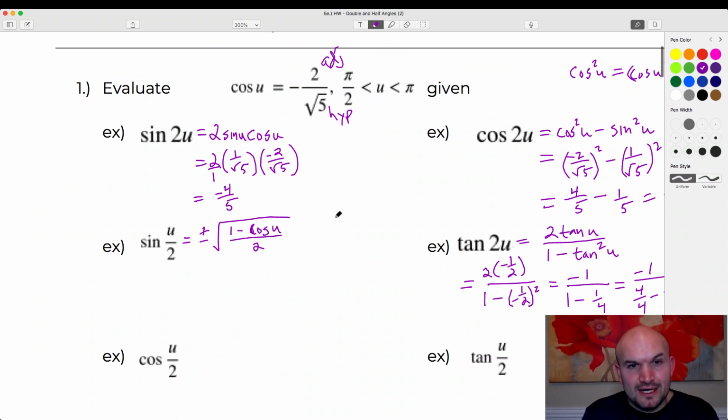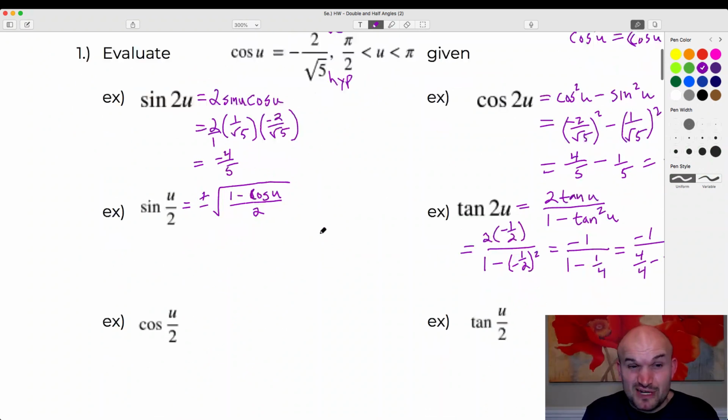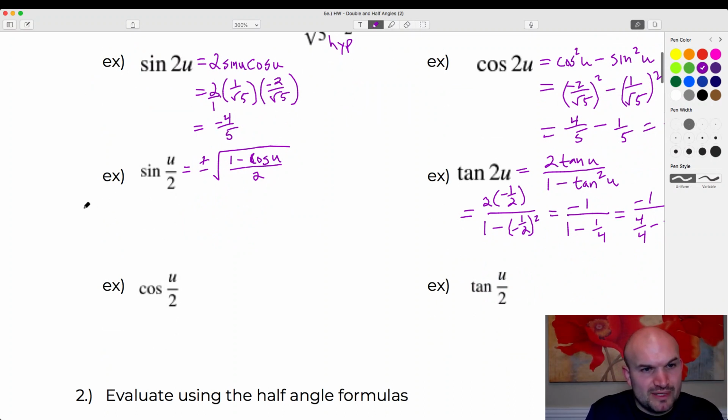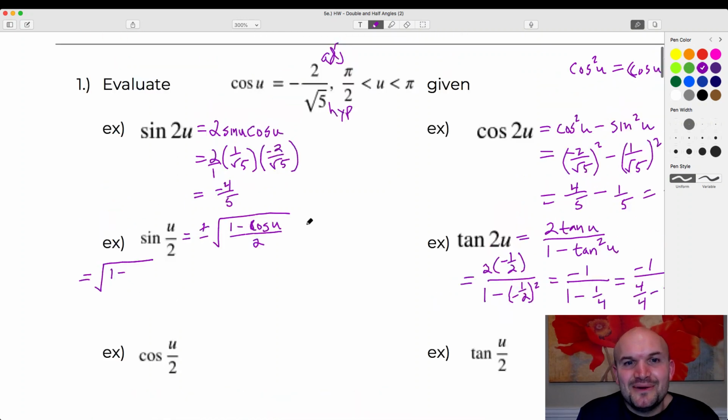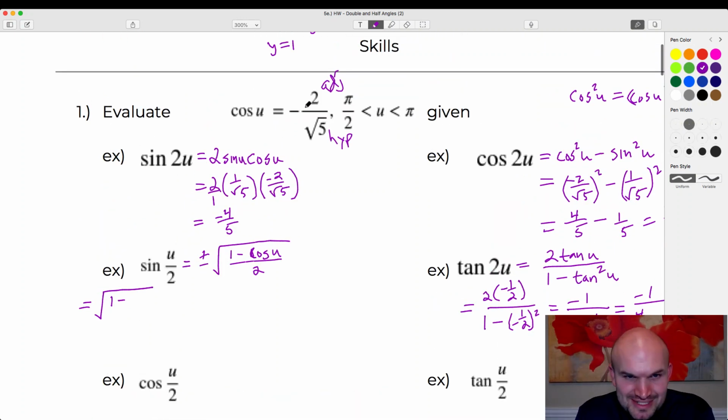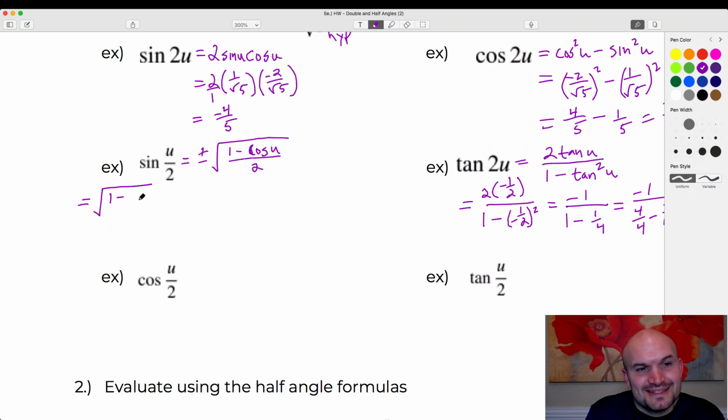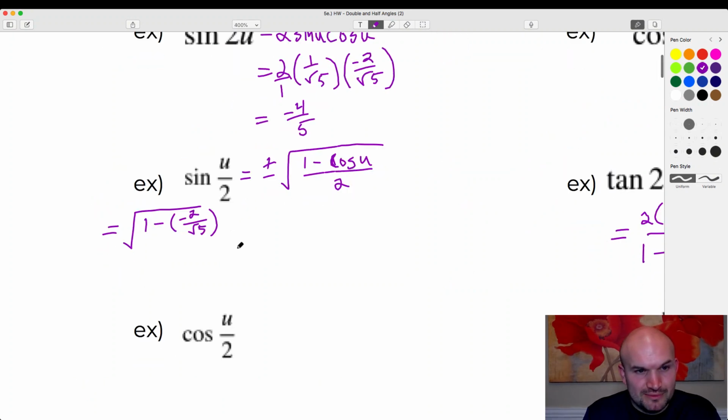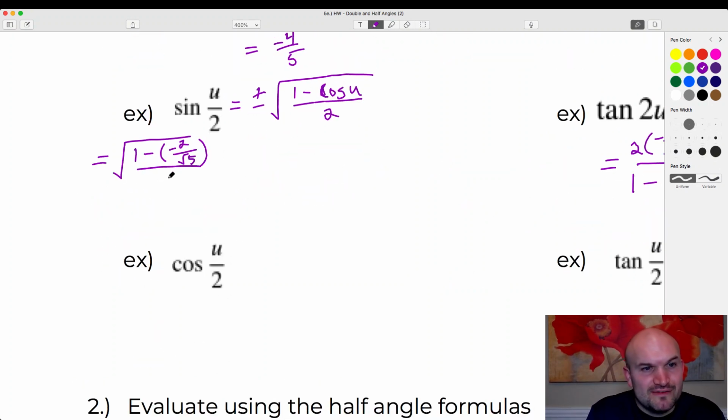And then the cosine is -2 over square root of 5, so I have to plug that in. I'm not going to write plus or minus, I'm just going to leave it as the positive. So this is 1 minus the cosine of u. Oops, we already know what cosine of u is. It's -2 over the square root of 5. I don't need to rewrite that, but I'm going to put it in parentheses, -2 over the square root of 5, and that's divided by 2.